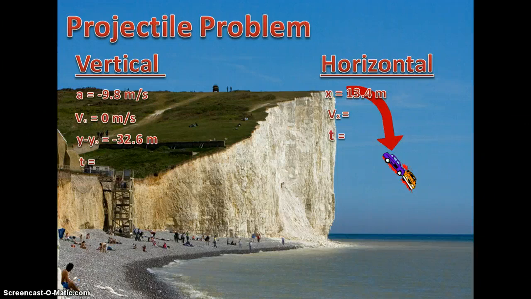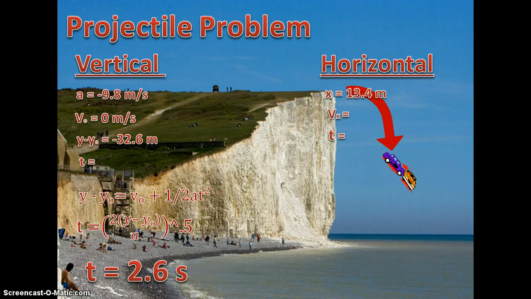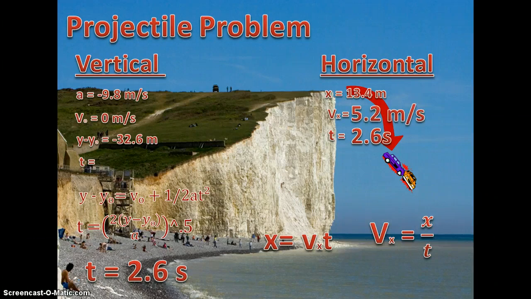We can figure out the time, though, by going back to the vertical and using the kinematic equation y minus y naught equals v naught t plus 1/2 a t squared. Solve that for t, plug in your numbers, and our time is 2.6 seconds. We take the time, plug it into the horizontal, and we use the equation x equals vx t, solving for vx. Plug in 13.4 and 2.6, and your number is 5.2 meters per second. That is the velocity of the two cars going off the cliff. That's going to be our final velocity in the next problem.